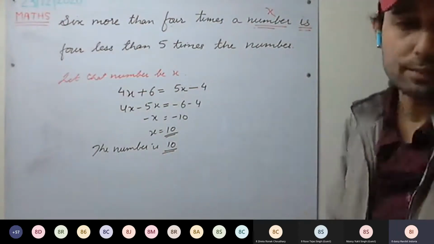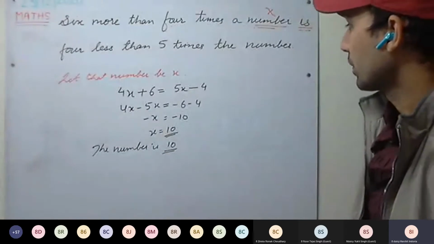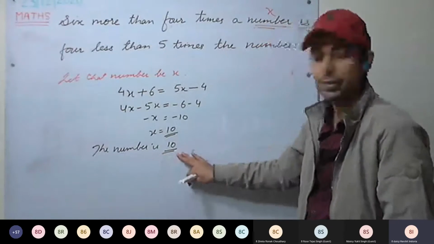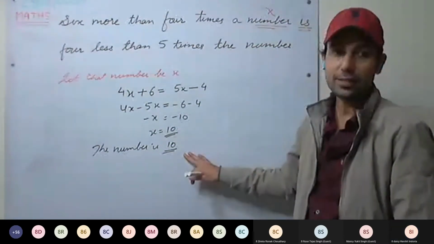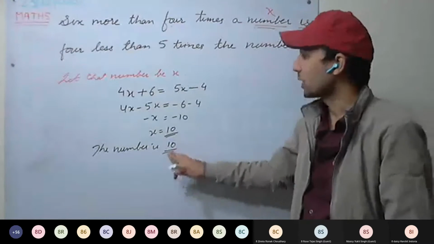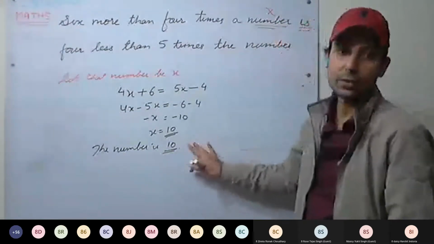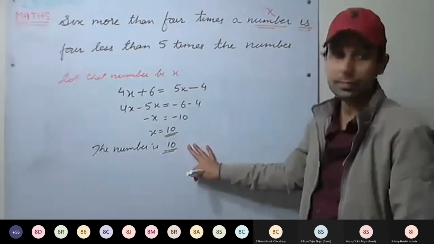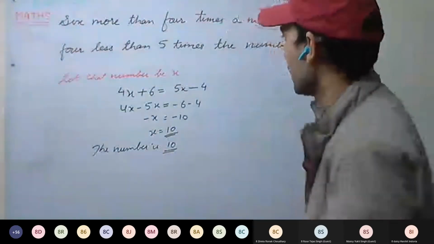Understood this question? Yes, sir. The last step is compulsory: the number is 10. It always looks good, because in the question what is it asking? It is asking for the number, to find the number. So at last we write: the number is 10. Always write this one. It gives a good impression.